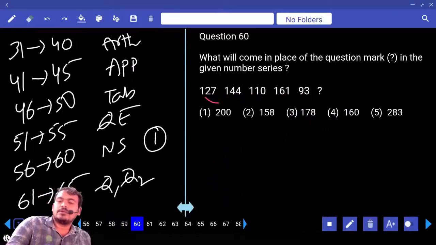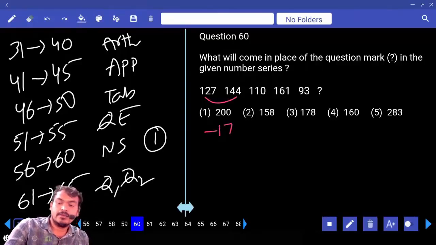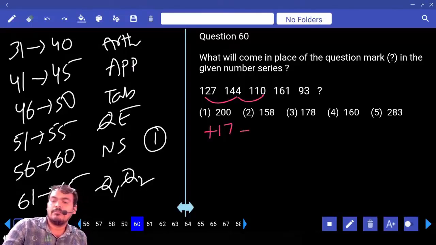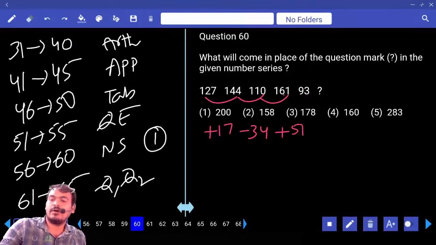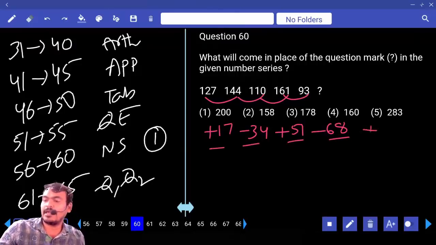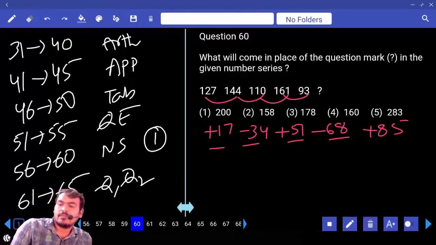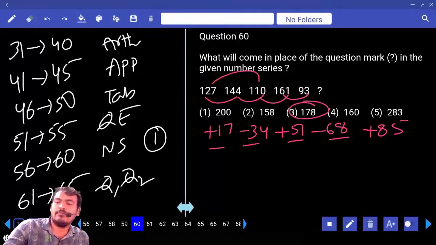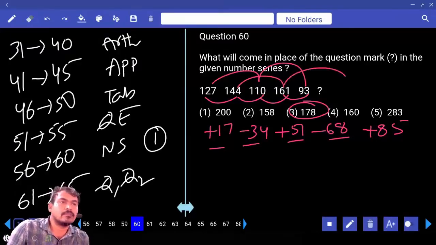Next, question number 60. What is the difference between 127 and 144? Minus 17 or plus 17? Plus 17. 144 and 110: minus 34. 110 and 161: plus 51. 161 and 93: minus 68. So 17, 34, 51, 68. Next one, plus 85. What is the answer? 178. Or alternatively, 127, 110, 93, 144, 161. Next.